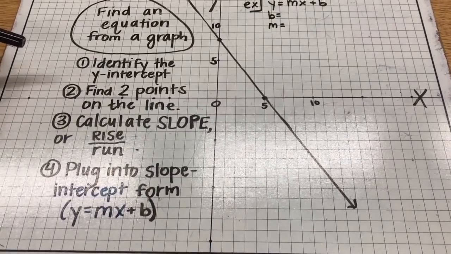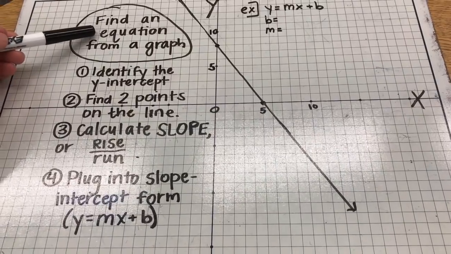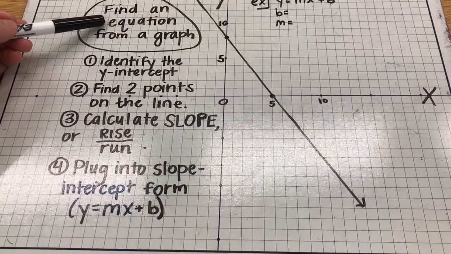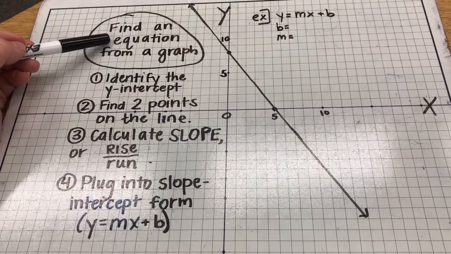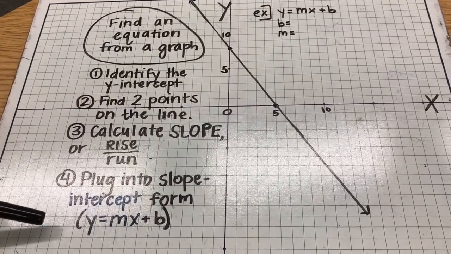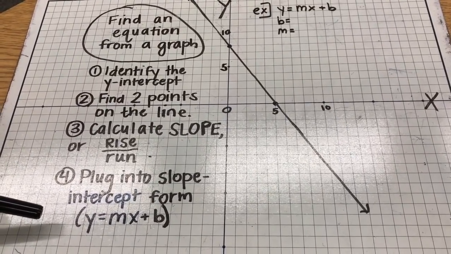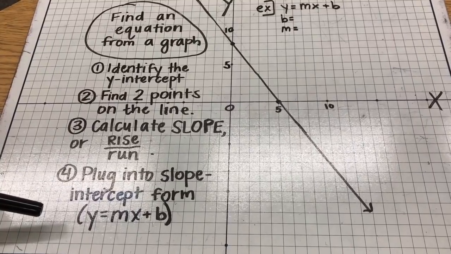All right, in this video we're going to talk about how you find an equation in slope-intercept form from a graph. So these are the steps I use. I'm going to talk through them and then I'll encourage you to pause your video and fill in your notes sheet.